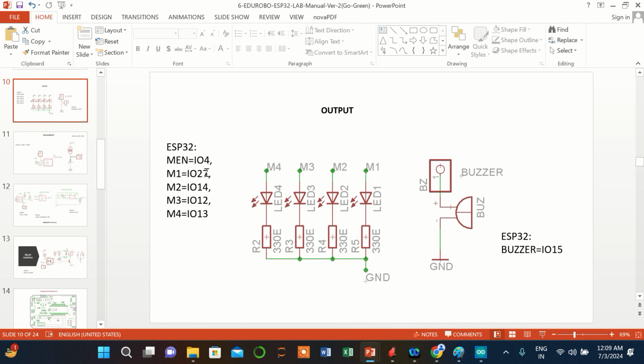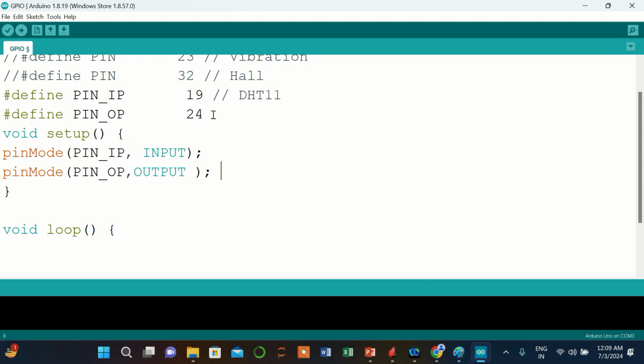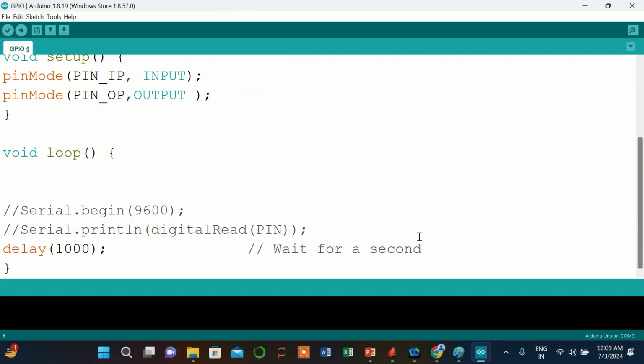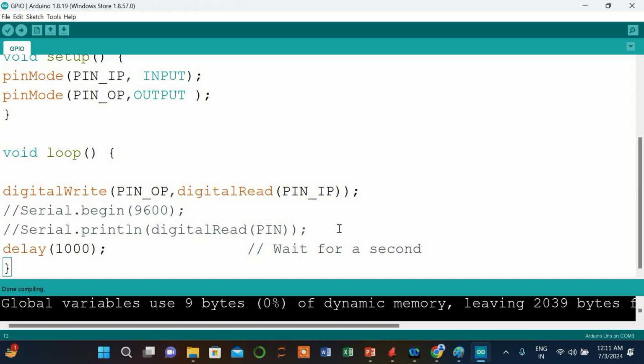So the LEDs are connected, see, sorry, not 24, 27. So 27, 14, 12 and 13. So let's say your LED is 27. So this is output. So both, one is input, other is output. Now what you want to do in the loop is that you want to write the data of this pin on the output side.